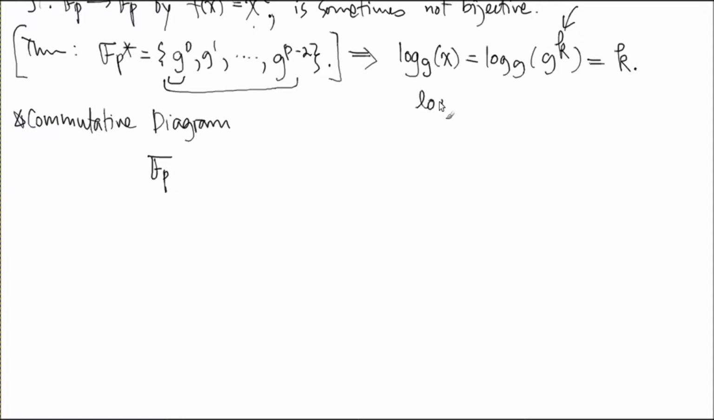I forgot to emphasize it here. I'm going back to log functions. So log G, what is the domain of log G? Anybody remember the domain of log G? It was Fp star, right? And it lands in how many elements? P minus 1 elements, right? What is that world? What is the codomain?